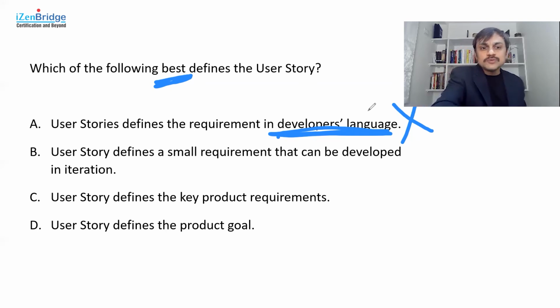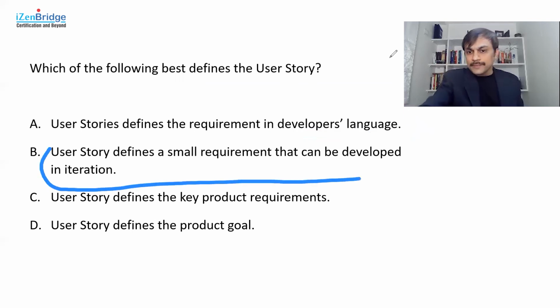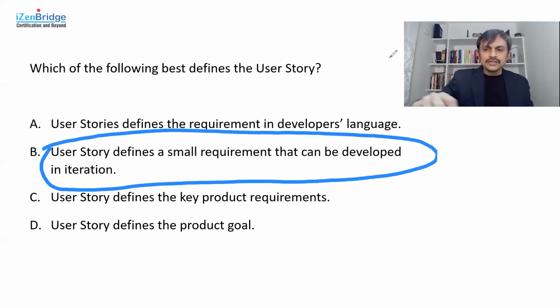And how do you define small? It means it should be small enough so that it gets done as per the definition of done in a given iteration. So option B, which is primarily talking about a small requirement that can be developed in an iteration, and the requirement should be adding value to the end user or the consumer of that product, is something which defines best the user story. So this is what I can think about user story for this particular question.